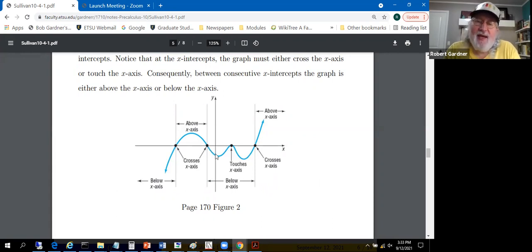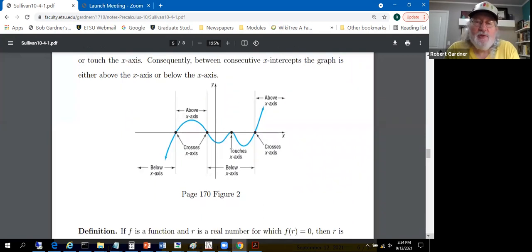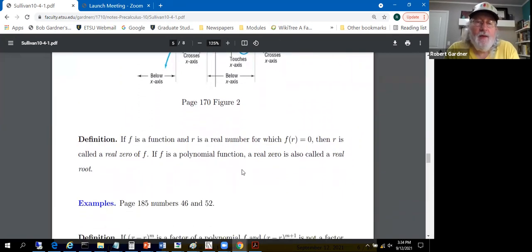It's an interesting little behavior here. It's below the x-axis, goes back and touches it, and then it stays below the x-axis. Yeah, that's because it touches the x-axis instead of crossing the x-axis, and that counts as an x-intercept. Touches the x-axis is probably not a term you'll hear in calculus, but it's a term that Sullivan, the textbook authors, used repeatedly when we've looked at graphs of functions.